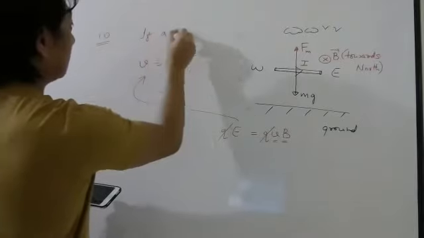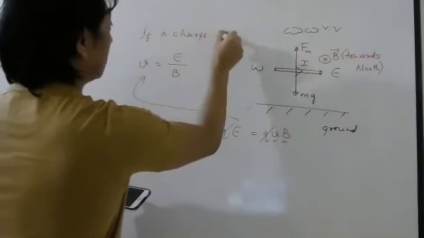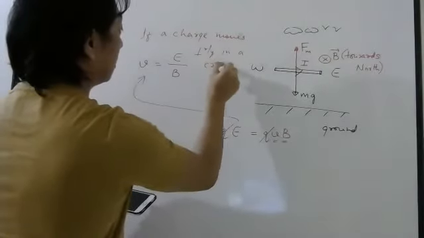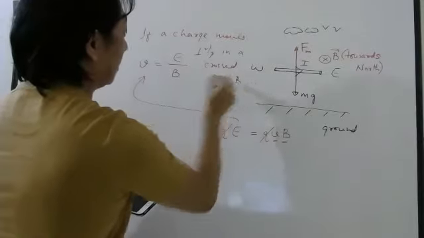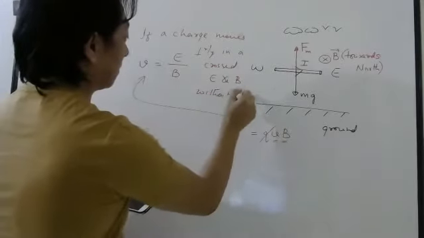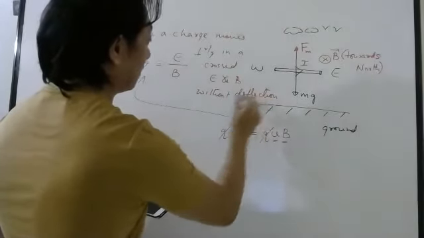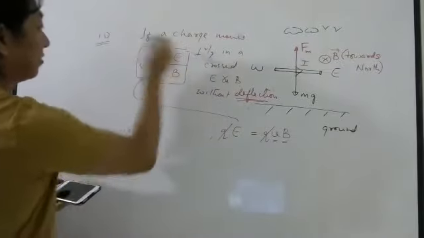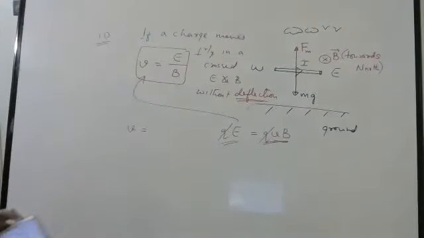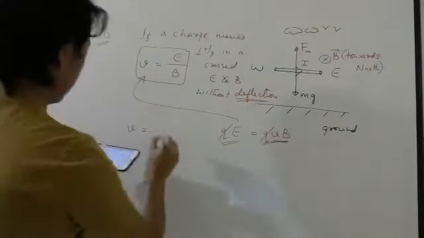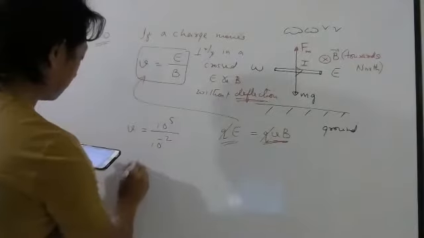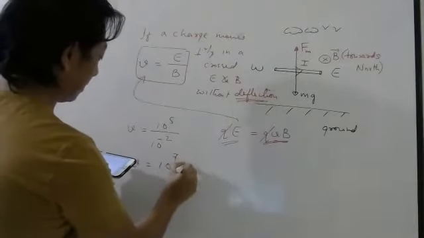Okay, if a charge moves perpendicularly in a crossed electric field and magnetic field without deflection, then this always will be satisfied, because electrostatic force should be balanced by magnetic force. So what is your E here? E is 10 to the power 5. B is how much? 10 to the power minus 2. So 10 to the power 7 meter per second.